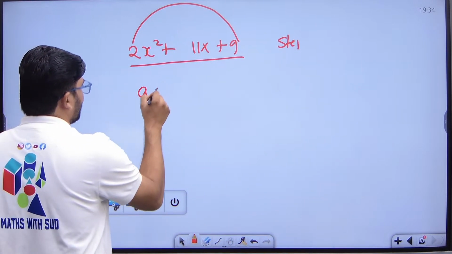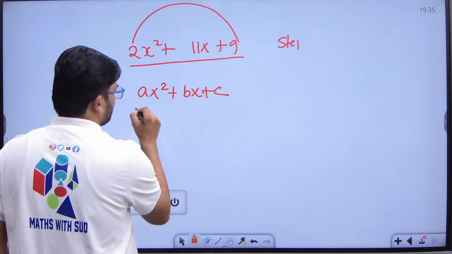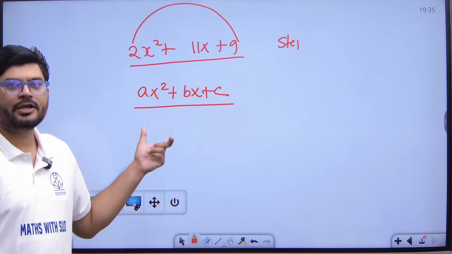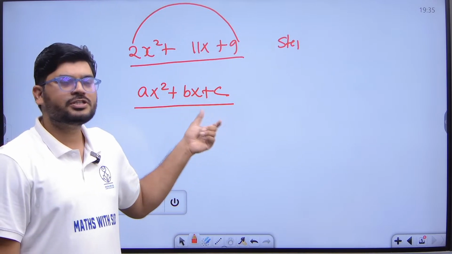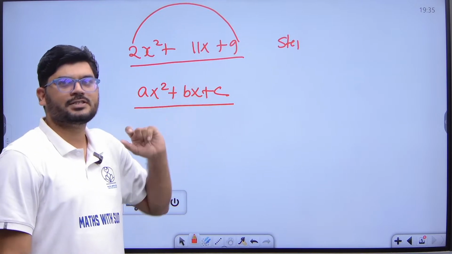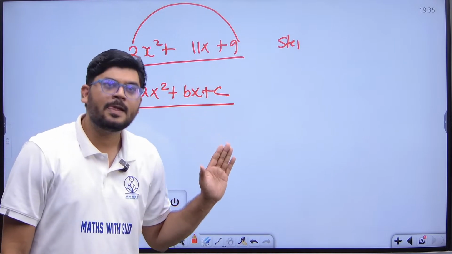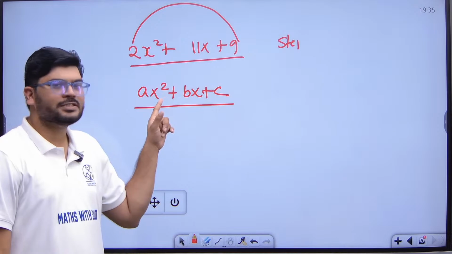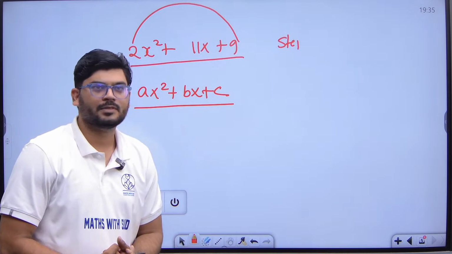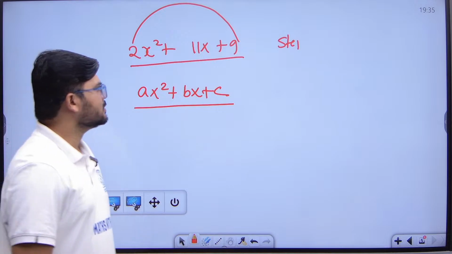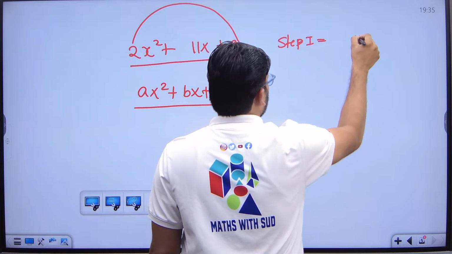The general form of the quadratic equation is ax square plus bx plus c, where b is known as the coefficient of x, c is known as the constant, and a is known as the coefficient of x square. These three are constants only, but a is the coefficient of x square, b is the coefficient of x, and c is the constant part. So step 1 is, you will multiply a into c.